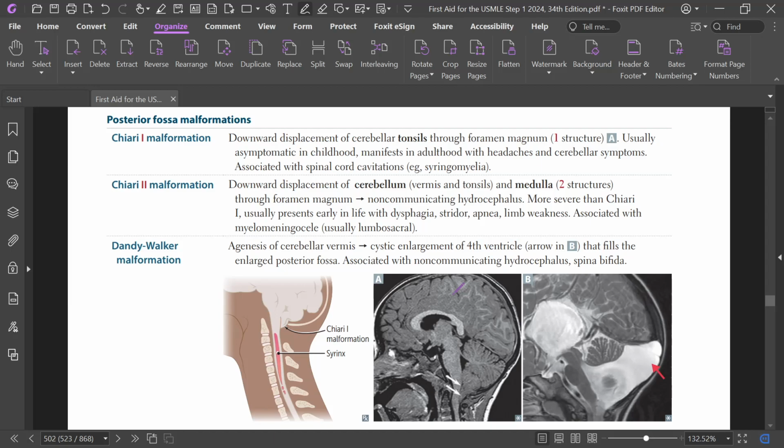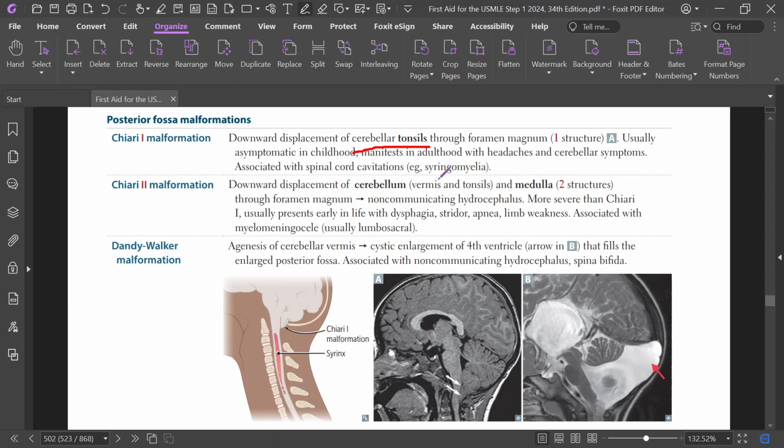In posterior fossa malformation, you have to think about three things: Chiari 1 malformation, Chiari 2 malformation, and Dandy Walker malformation. What is Chiari 1 malformation? There is downward displacement of the cerebellar tonsil through the foramen magnum.